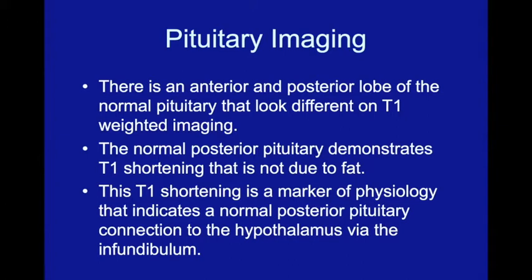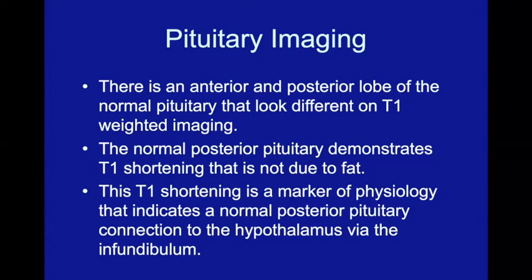The normal posterior pituitary has T1 shortening. Initially, this was thought to be due to fat in the posterior pituitary, but of course, there is no fat in the sella. And so this is an interesting sidelight. I believe it was a Japanese researcher who first suggested that it was due to intrinsic T1 shortening of the posterior pituitary, and that paper was rejected by the journals, because everyone thought it was due to fat. Later, I think, an apology was issued to that researcher because they were exactly right.